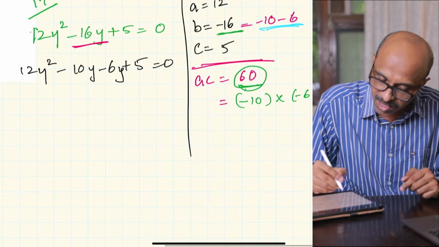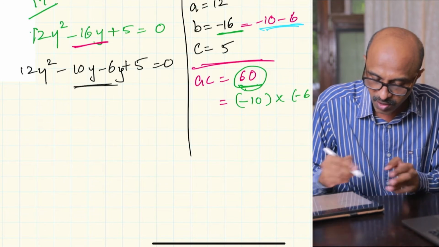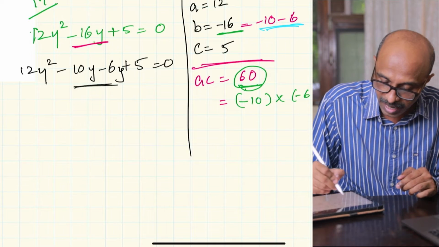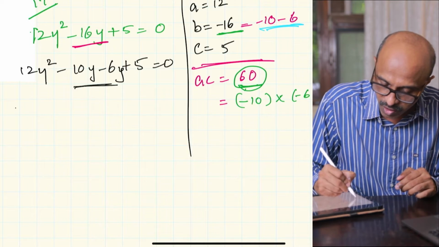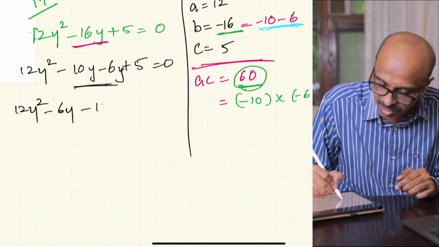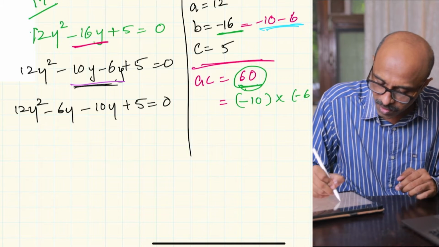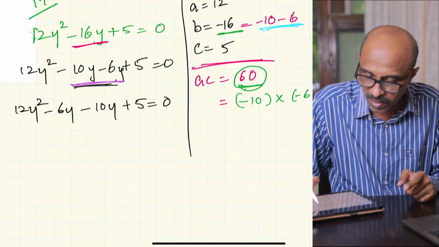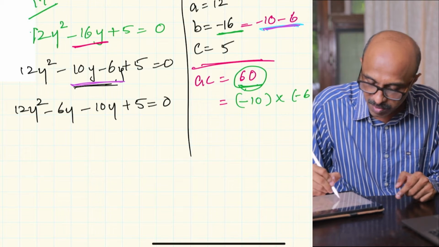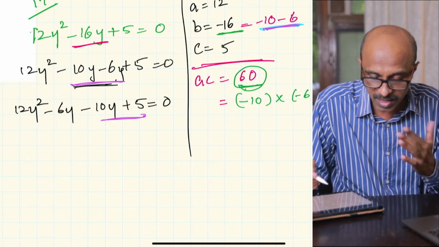Now, as you can see, we might need to shuffle or interchange this so that you can find the highest common factor of 12 and 6 easily, and 10 and 5 easily. So that would mean this is 12y squared minus 6y minus 10y plus 5 is equal to 0. All I've done is, this was negative 10y minus 6y, we just borrowed it from here as it was. But because I wanted a common factor between 5 and 10, I just interchanged those values, and that's all right.